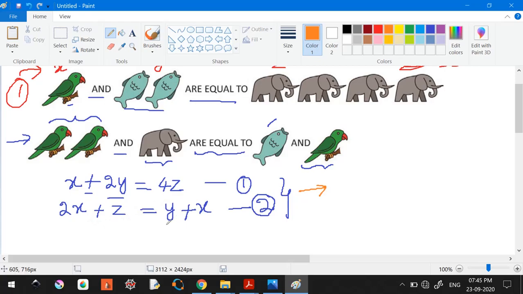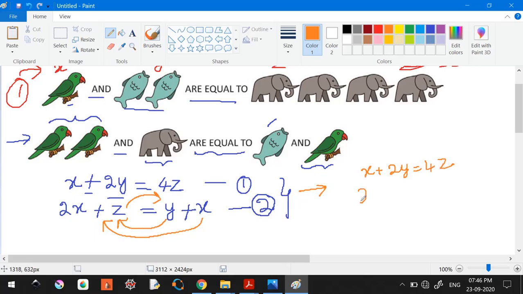So let me also put this in terms of X, Y, and Z. I will do one thing. I will take this X to this side because X is already here. We need Y. We have Y here, right? So let me also take Y here. Z is this side, right? So let me take Z this side. That is one way how I do. X plus 2Y is equal to 4Z, right?